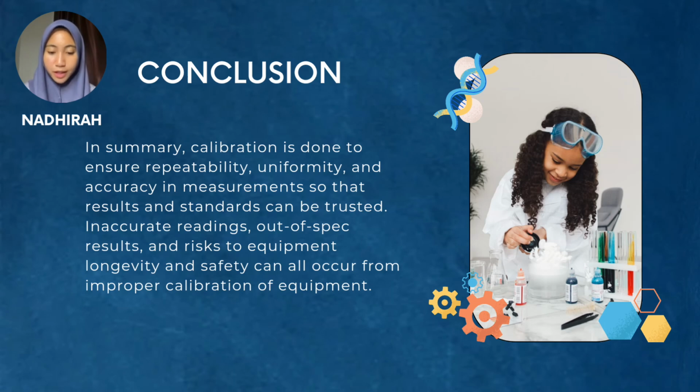So, in summary, calibration is done to ensure repeatability, uniformity, and accuracy in measurements so that results and standards can be trusted. Inaccurate readings, out-of-spec results, and risk to equipment longevity and safety can all occur from improperly calibrated equipment.